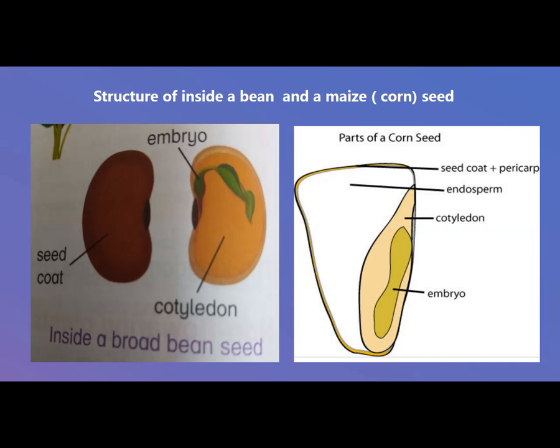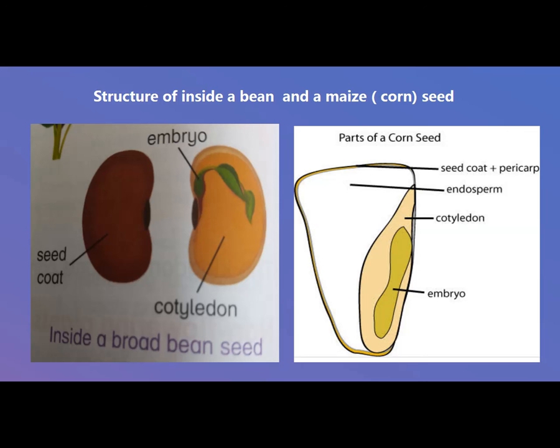Students, before starting our topic, we should know about the structure of any seed. To understand this, you have to study the structure of a seed. And we will see the structure inside a bean and a maize seed. Maize seed means corn seed. A seed consists of three main parts. Those are seed coat, cotyledon and embryo.